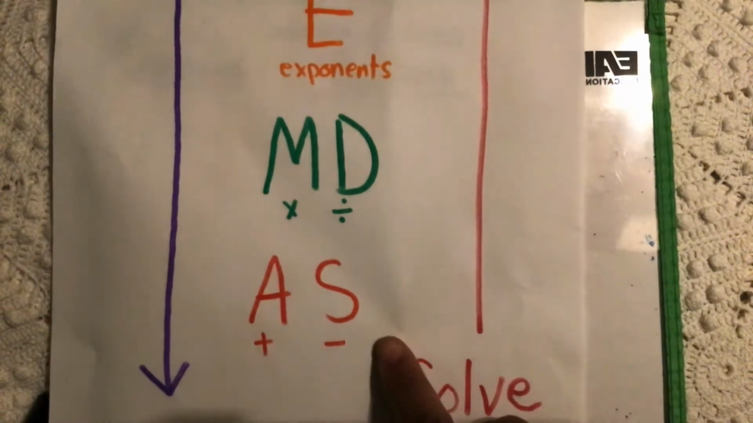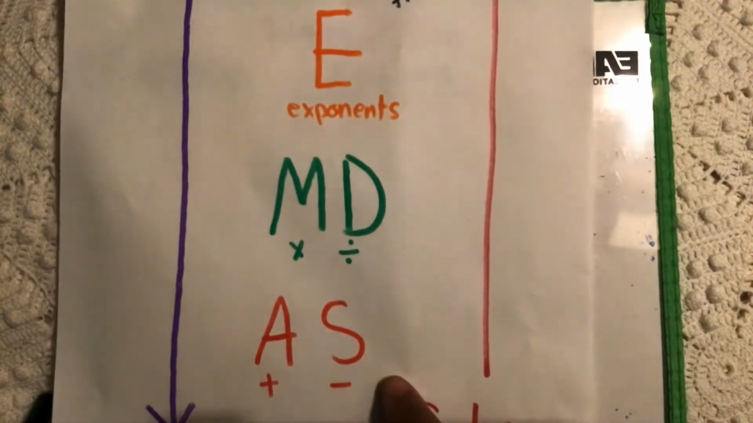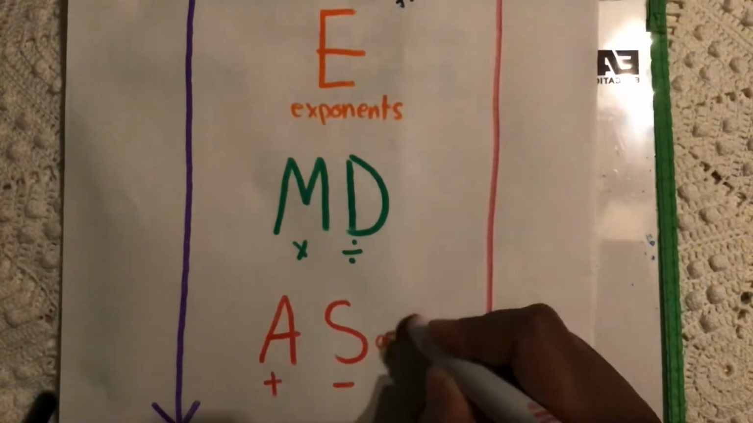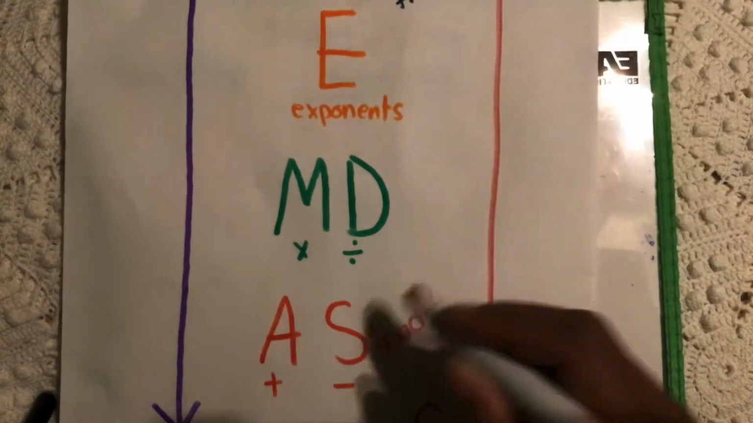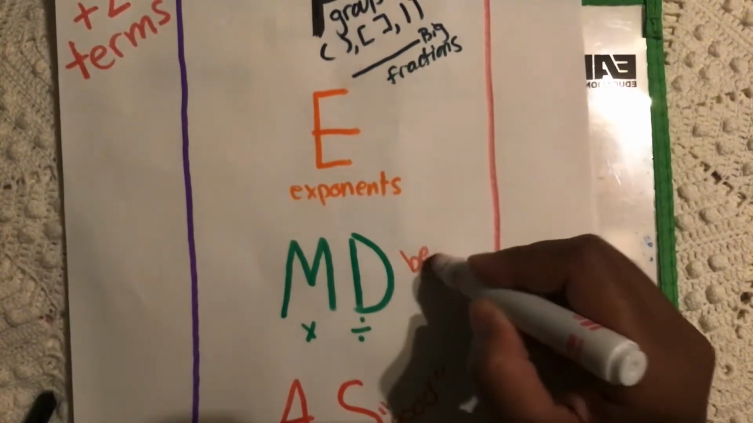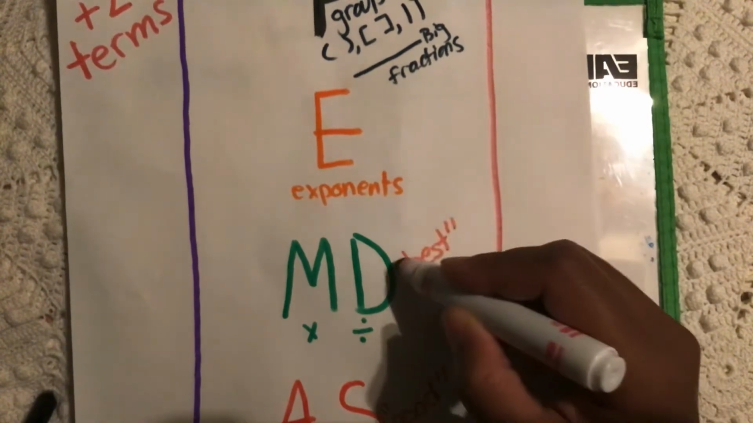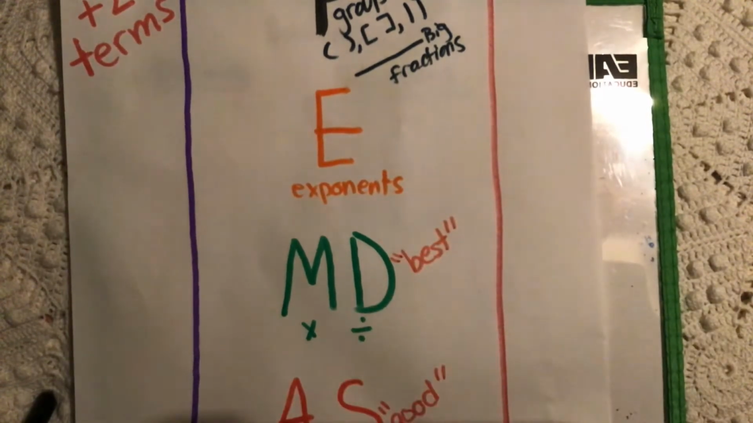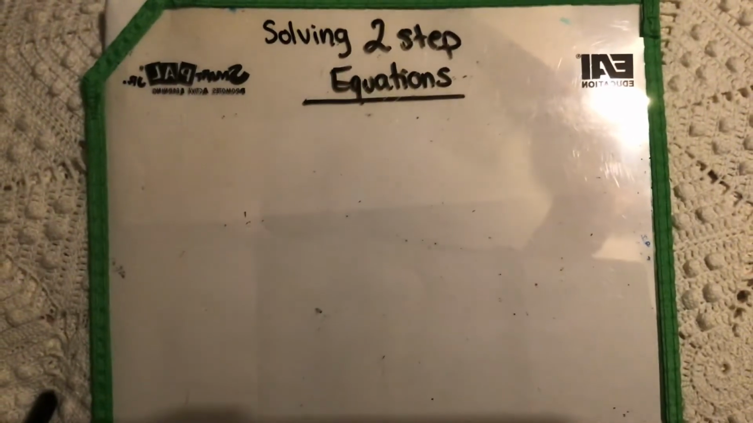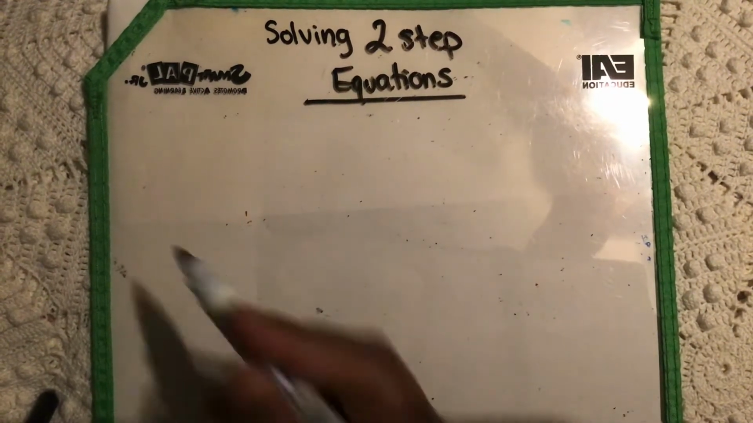So we're going to get rid of add, subtract first. I call these good friends. And multiply and divide second. I call these best friends. They're super, super close, and you'll see what I'm talking about in a moment. So we're going to go ahead and do an example problem. Example 1.